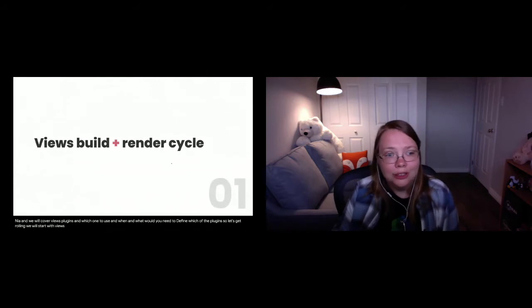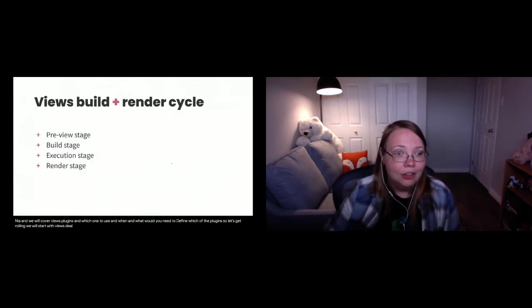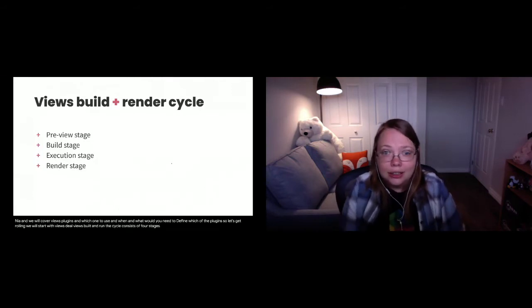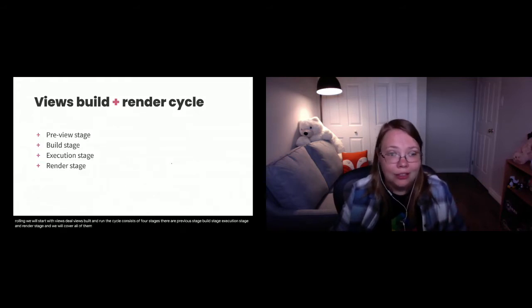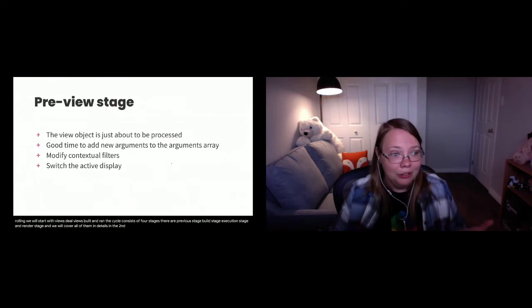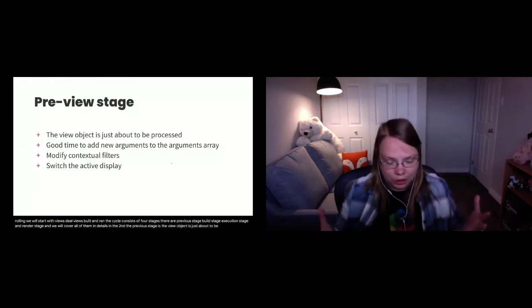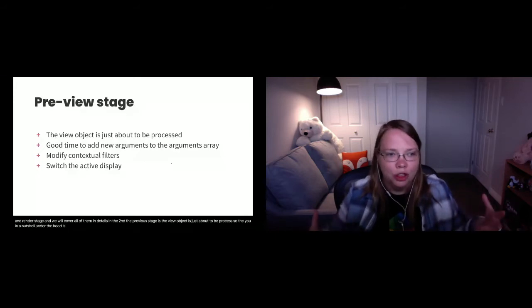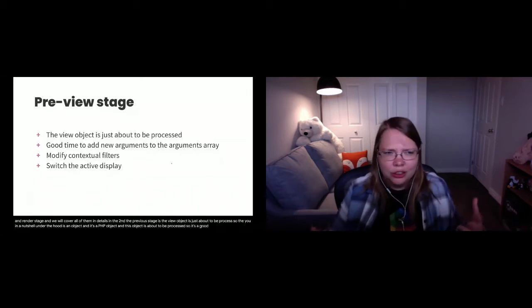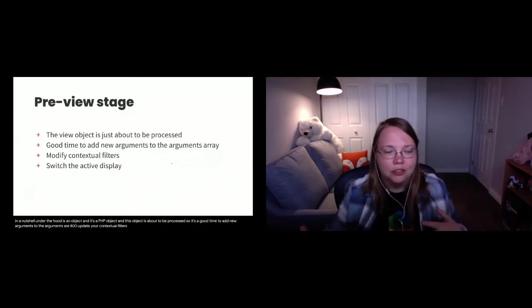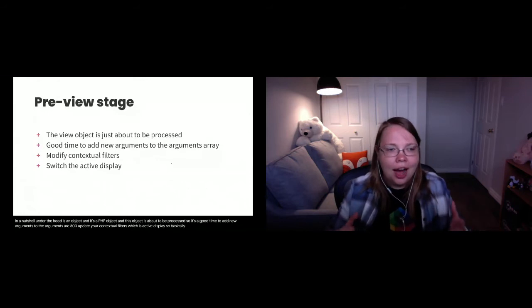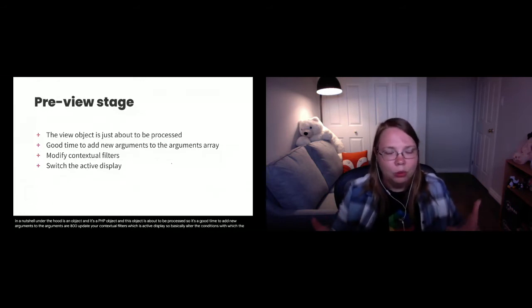We will start with the Views build and render cycle. The Views build and render cycle consists of 4 stages: the preview stage, build stage, execution stage, and render stage, and we will cover all of them in detail. In the preview stage, the view object is just about to be processed. A view, in a nutshell, under the hood, is a PHP object, and this object is about to be processed. So it's a good time to add new arguments to the arguments array, to update your contextual filters, switch the active display. So basically, alter the conditions with which this object will be processed. That's a fantastic time for that.